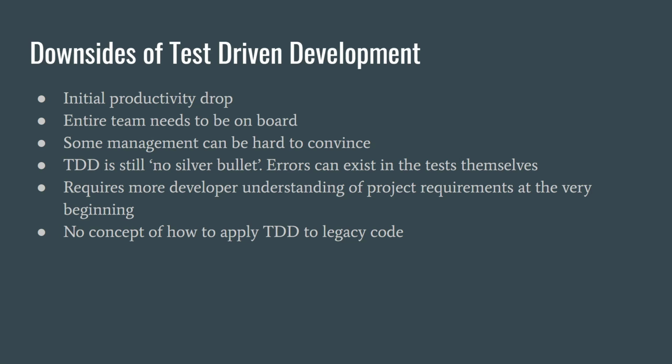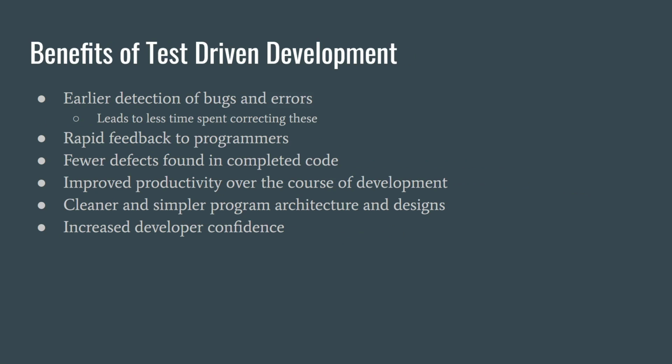Now, I've already touched a little on some of these benefits, but here is a list of the benefits of taking a test-driven development approach to software development. First is the early detection of bugs and errors. The later in the software development lifecycle that bugs are caught, the more time-consuming and more expensive it often is to fix them. The test-heavy approach of TDD lends itself very well to catching bugs and errors at the earliest possible time in the development process.